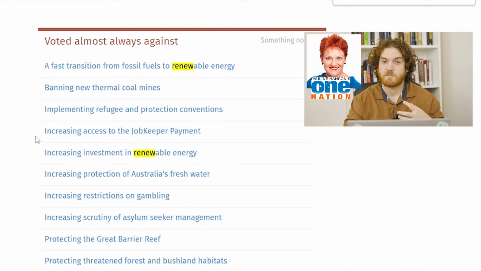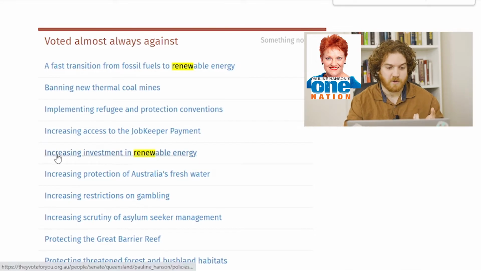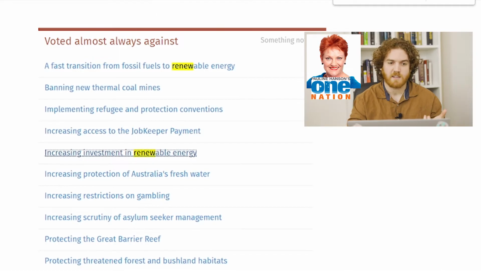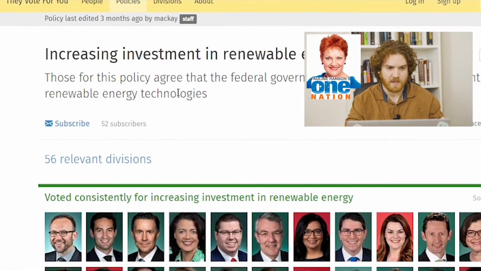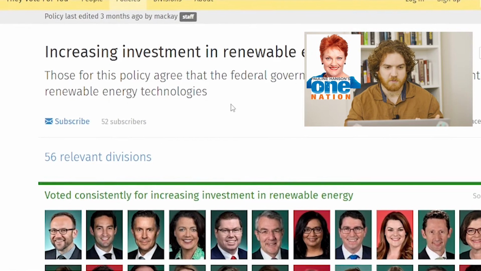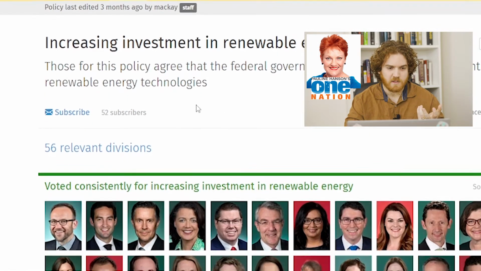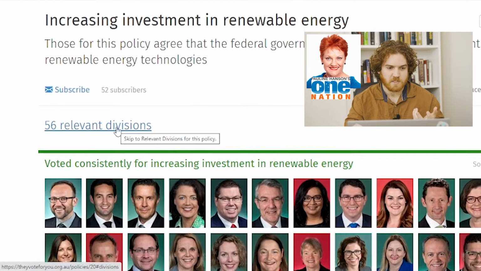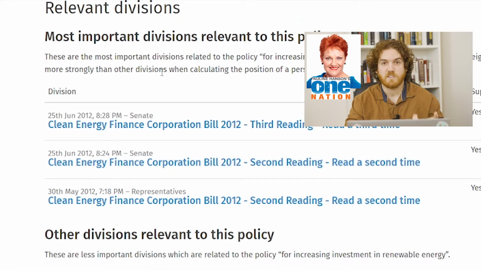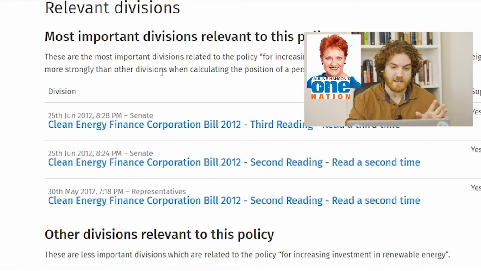Another thing about this website that you need to know, and I encourage you to check it out, if you click on a category, so let's look at increasing investment in renewable energy to see how Pauline Hanson has voted, almost always against, but not entirely. So we have a page now about increasing investment in renewable energy, and then there is also a section where it says 56 relevant divisions. A division is a vote where people go to separate sides of the chamber to vote yes or no.